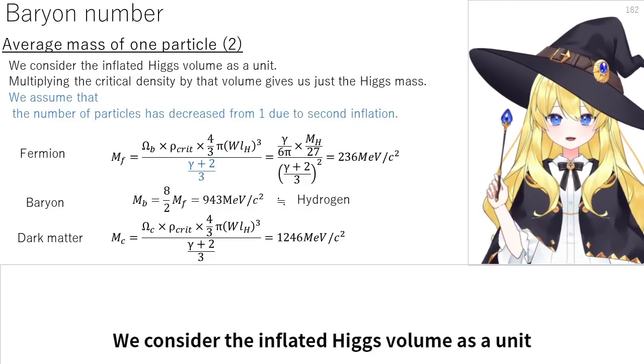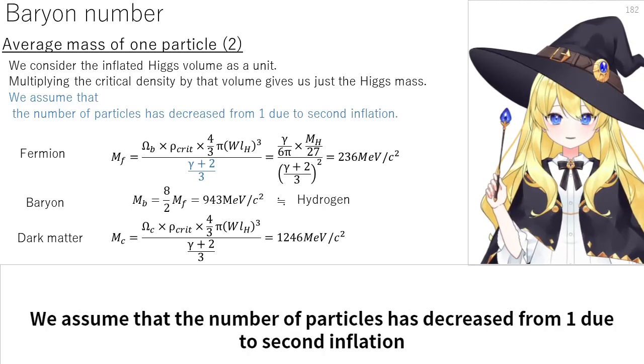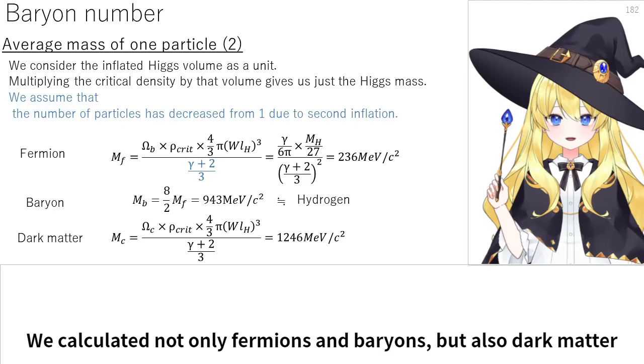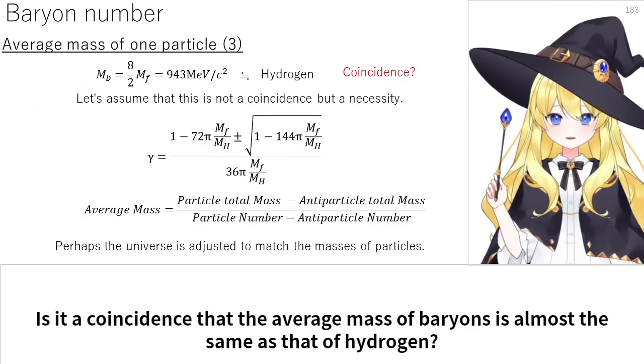We consider the inflated Higgs volume as a unit. Multiplying the critical density by that volume gives us just the Higgs mass. We assume that the number of particles has decreased from 1 due to second inflation. We calculated not only fermions and baryons, but also dark matter. The mass of baryons was almost the same as that of hydrogen. Is it a coincidence that the average mass of baryons is almost the same as that of hydrogen?